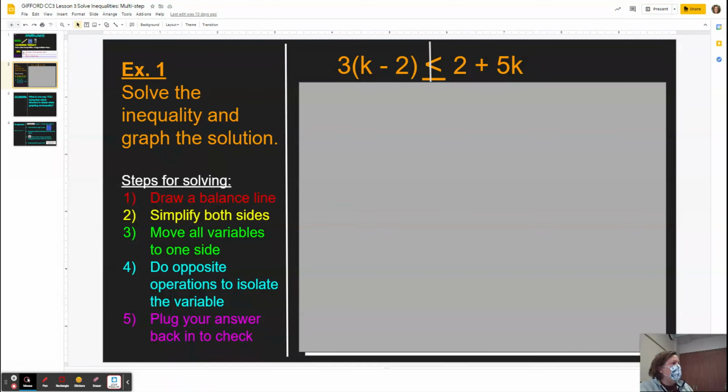Again, you'll also see the steps for solving on the left-hand side. Draw a balance line because that's going to remind you whatever you do to one side, you do to the other. You're going to simplify both sides, combine like terms. In this case, we're going to distribute the 3 first. Move all the variables to one side. Do opposite operations to get the plain numbers, all the numbers by themselves, and then plug our answer in. So write this example down on your paper. 3 times the quantity of k minus 2 is less than or equal to 2 plus 5k.